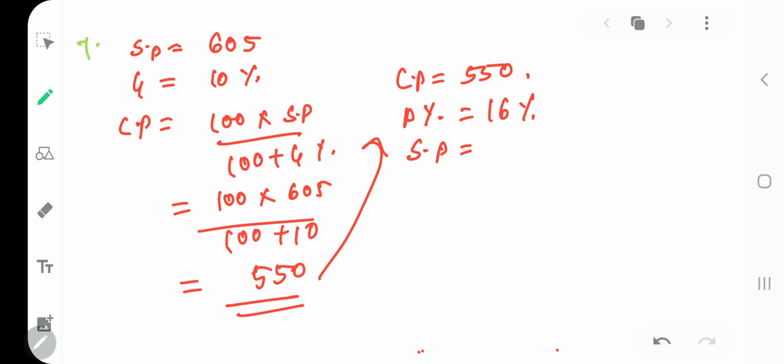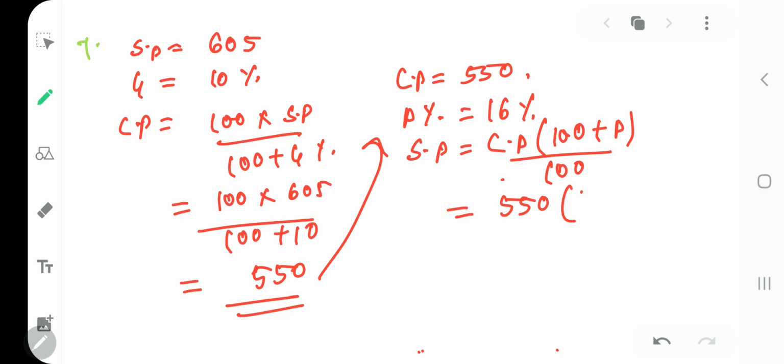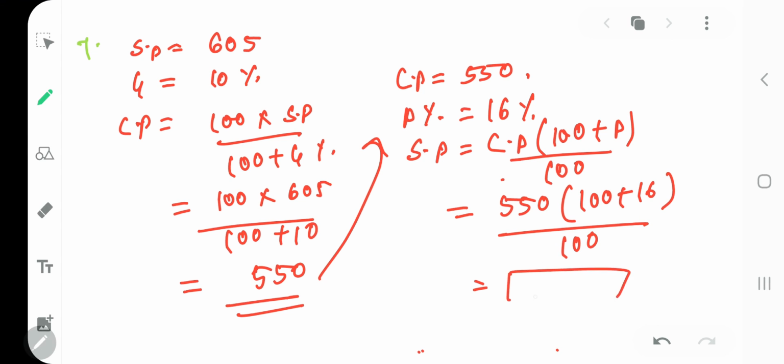So we have a formula for selling price. If you have been given profit percent and CP, the formula is the same: CP into 100 plus profit percent upon 100. My dear kids, put in all the values, and once you got this, you will get the selling price. Clear?